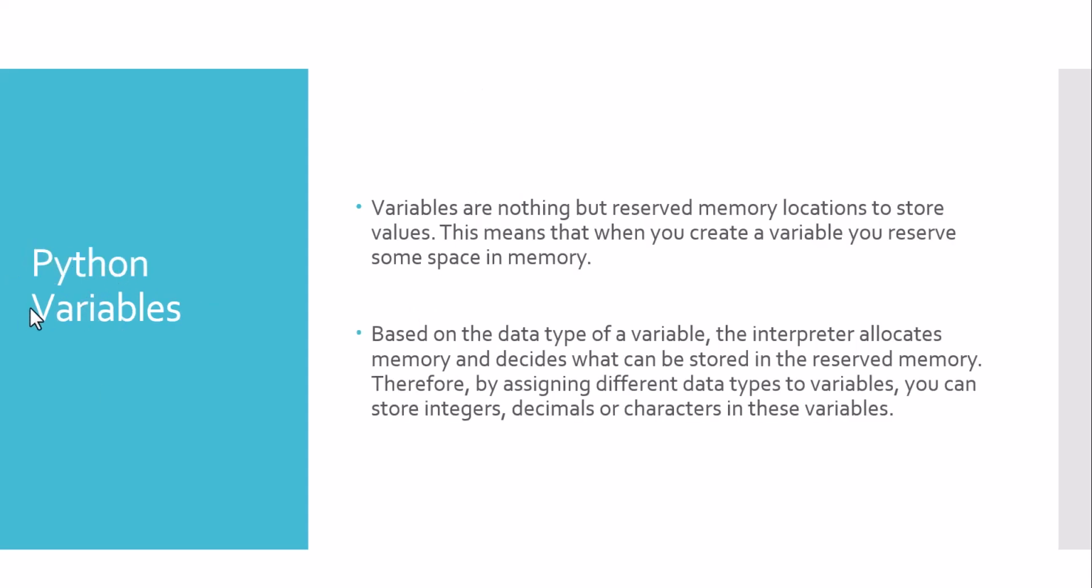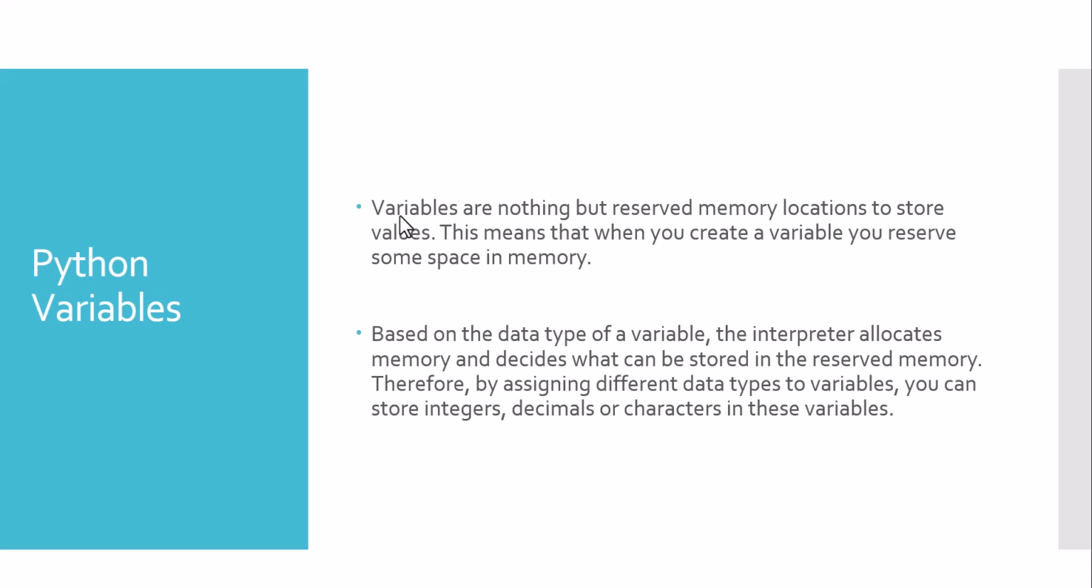At first we will learn about Python variables. Variables are nothing but reserved memory locations to store values. This means that when you create a variable, you reserve some space in memory. Like, if you have one bag, you can put anything in the bag, right? In the bag some space is there, some memory is there, and you can store things there. Once the bag is full, you can't store more, right? Similarly, variables are nothing but reserved memory locations to store values.